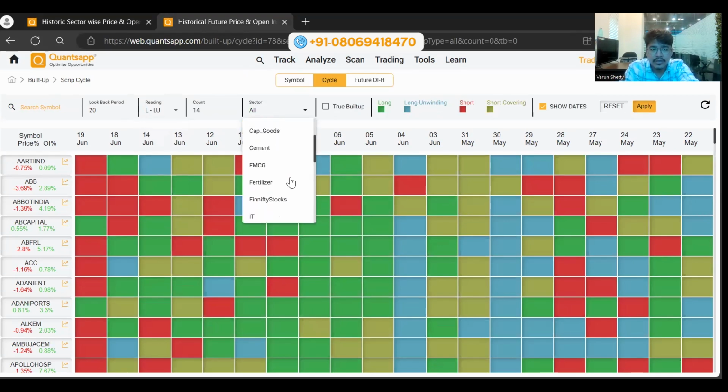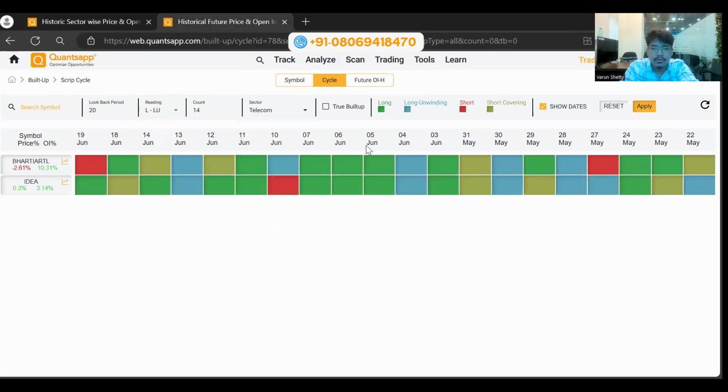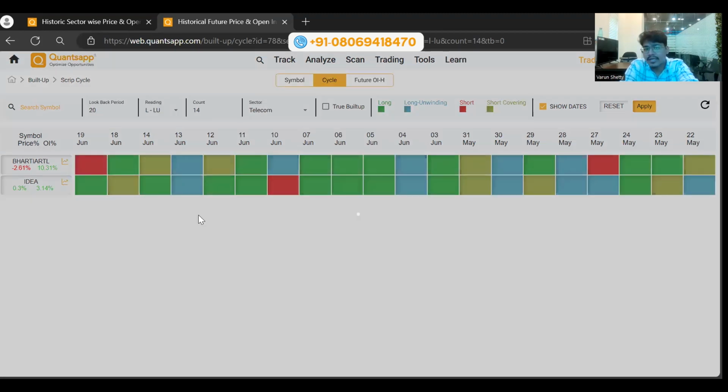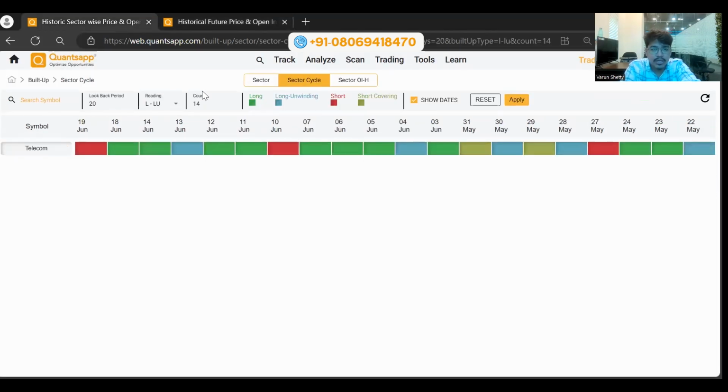Where is the telecom sector? Okay, and I will apply this. So both of these stocks are following a long unwinding. So Bharti Airtel and Idea under telecom, both of these are following a long unwinding cycle. So you can enter these trades when it comes to telecom.